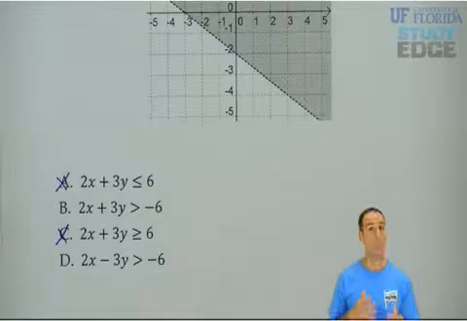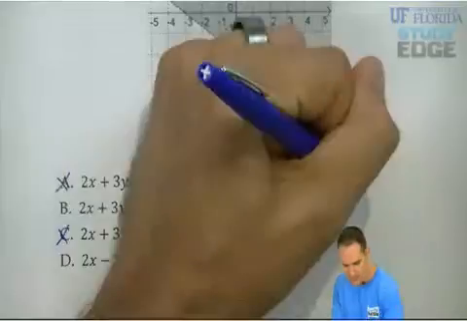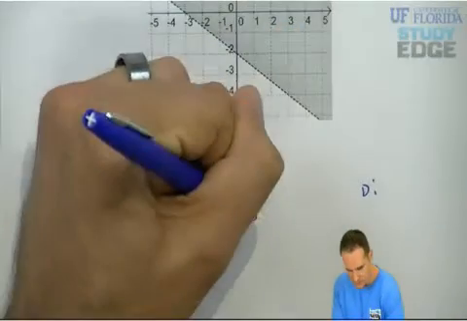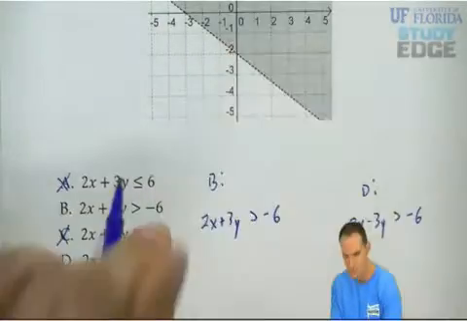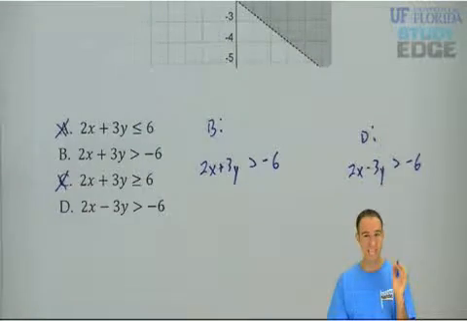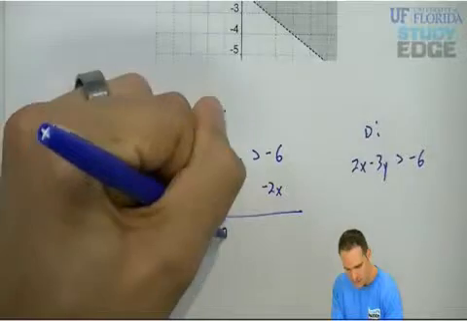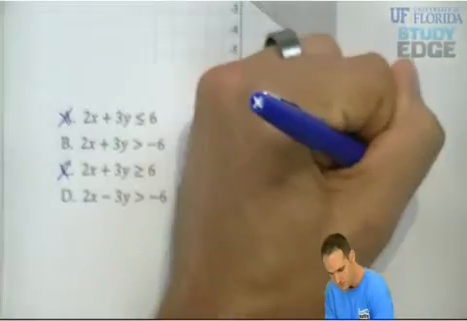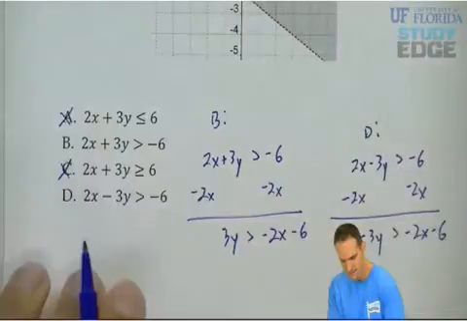Ready? One way to do this is to solve each of these for y, and then match it up. We have B: 2x plus 3y is greater than negative 6. And D: 2x minus 3y is greater than negative 6. Both of them look like they're greater, so shading above doesn't really help yet. Subtract 2x from both sides: 3y is greater than negative 2x minus 6. Subtract 2x from both sides over here: negative 3y is greater than negative 2x minus 6.